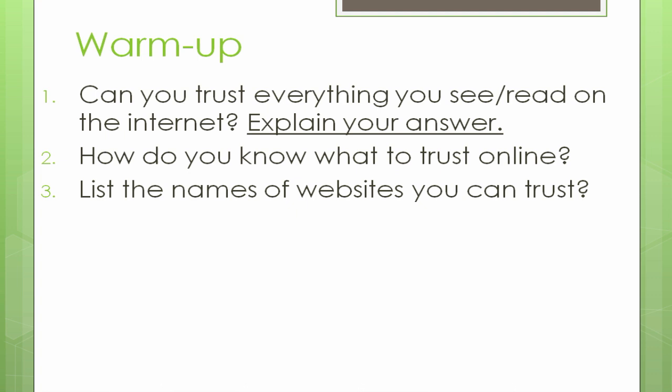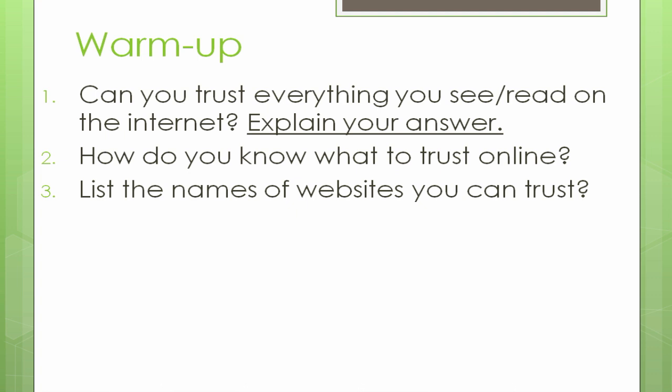So number 3 then, list names of websites that you can trust. So most people will have their trusted sources of information. That's great. We want to keep using those. Maybe CNN.com, maybe BuzzFeed, whatever sources that somebody has, that's great. If you have a proven track record with a website of being able to trust it, then keep using it.